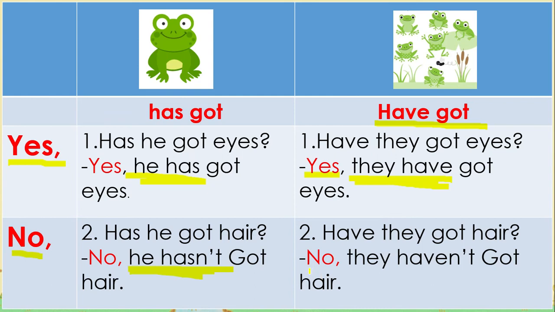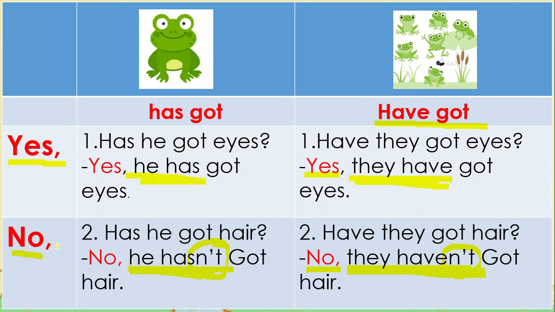Next one, the answer is no. So you're going to write a negative sentence also. No, they haven't. Not no, they have. You say, no, they haven't. Haven't. Hasn't. For no answer, one more time: for no answer, hasn't. For no answer, haven't.